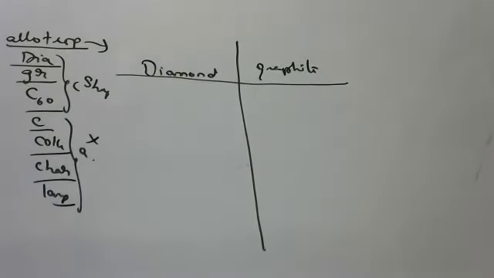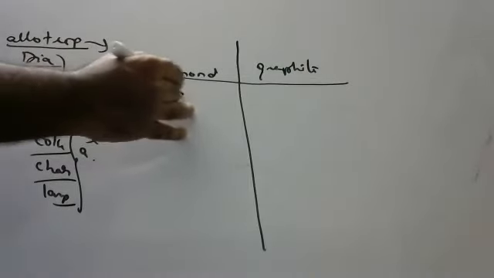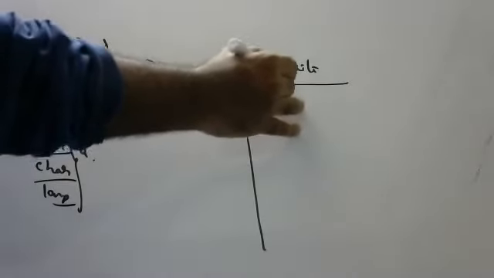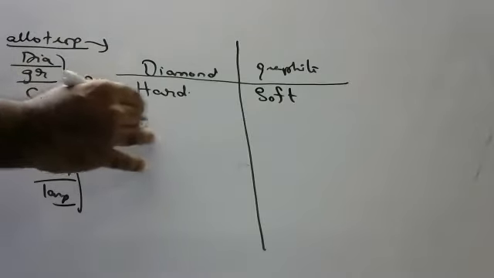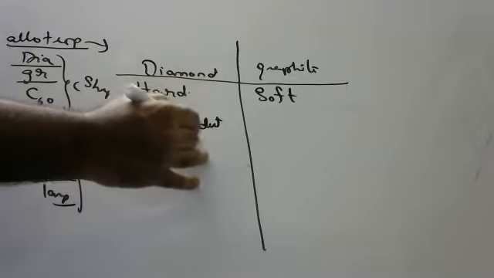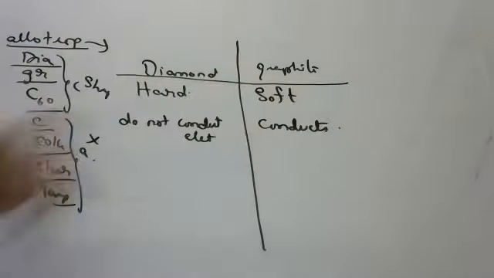What is the difference between diamond and graphite? It is an important question. First one: diamond is very, very hard, in fact the hardest on the earth. Graphite is very, very soft. Why it is soft, I will tell you, don't worry. Diamond does not conduct electricity, whereas graphite conducts electricity. Why? I will explain again, don't worry.